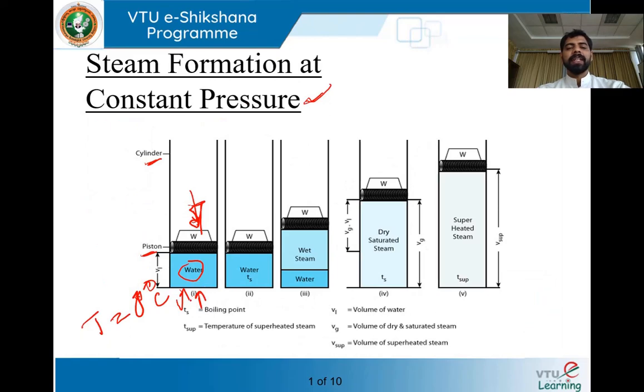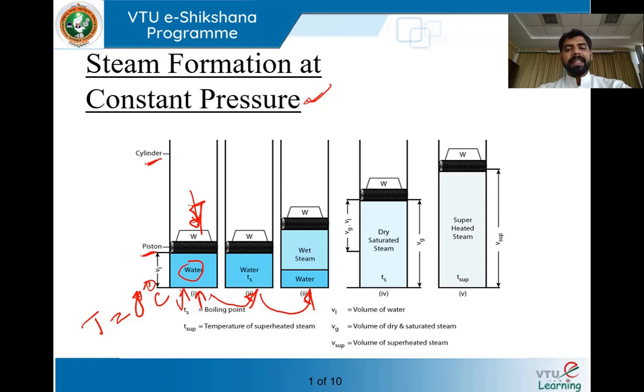So initially at 0 degree centigrade, it has been heated to a temperature TS. TS is the saturation temperature, where the water starts boiling. Once the water starts boiling, all the water particles will slowly start getting converted into steam particles. That is nothing but change of phase from liquid phase to vapor state. So slowly, one by one, each and every particle of the water will start evaporating and get converted into steam.